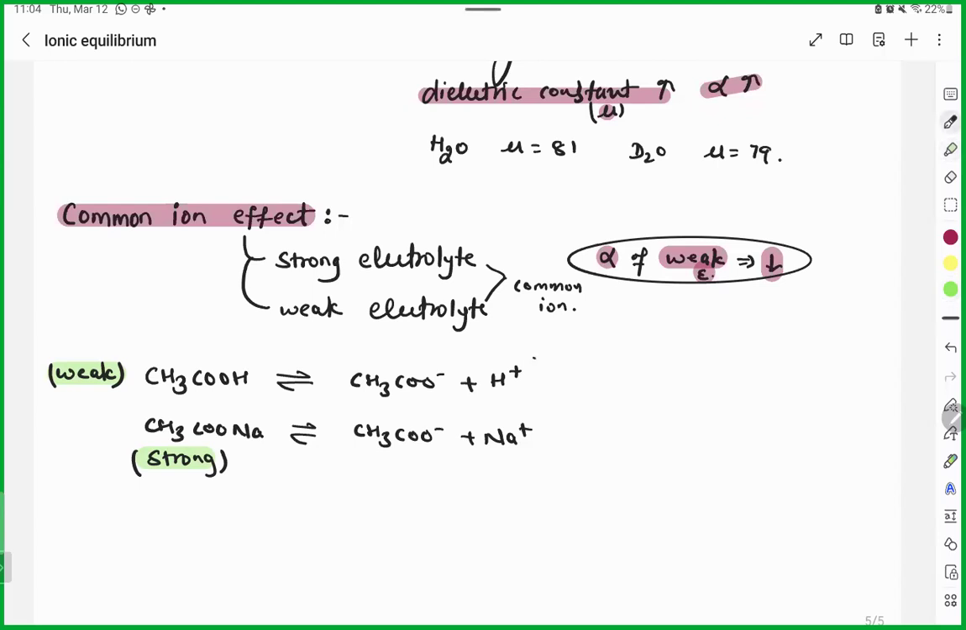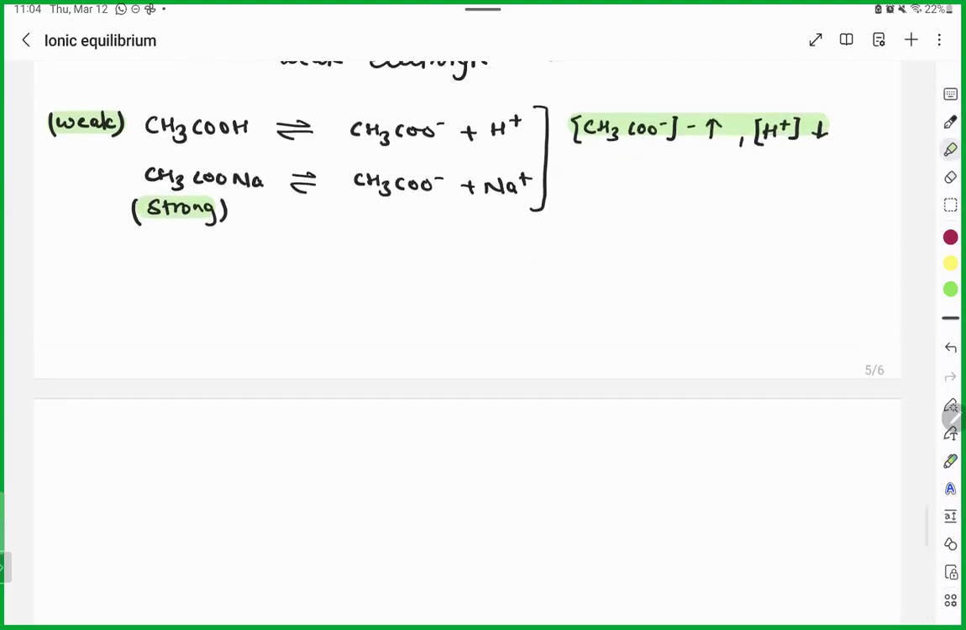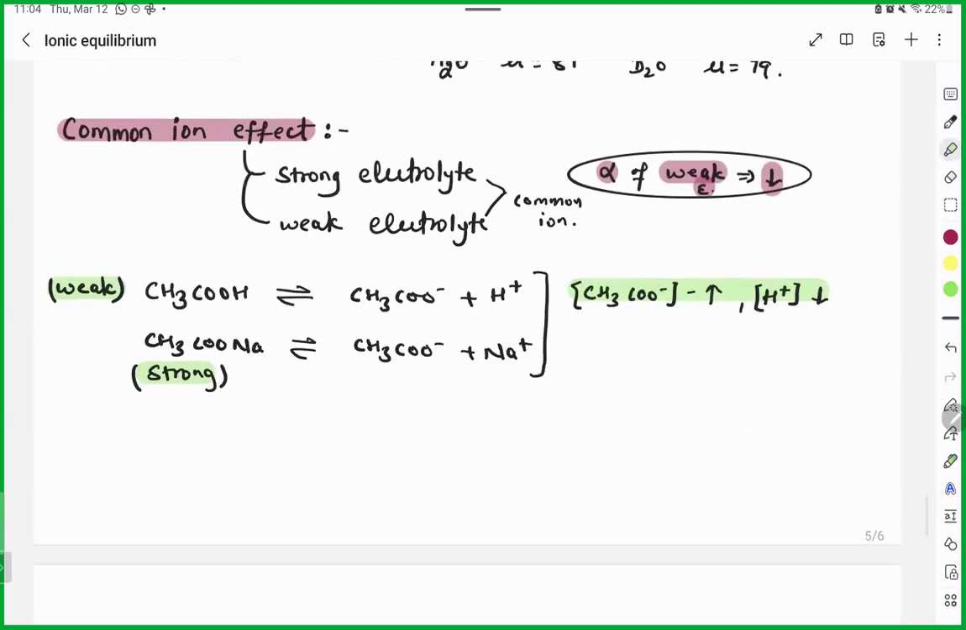Correct? From this, if you see, CH3COO negative concentration increases, so H positive concentration will decrease. Okay, this is the common ion effect. Any doubt? Can you explain the example again?